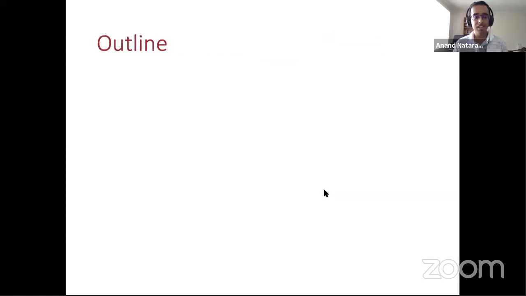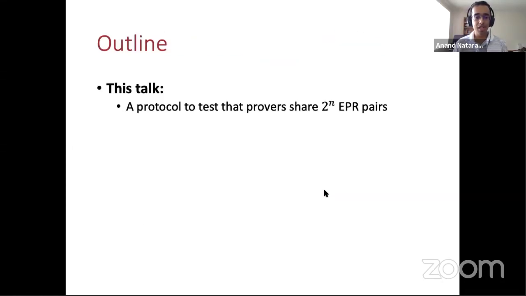So in this talk, I'll tell you about a protocol that lets a verifier test that two provers share 2 to the n copies of the EPR state. This protocol will be a self-test in the sense that Andrea defined in the previous talk. And this will also go a long way. Ultimately, the fact that it's a self-test will be useful for the complexity theoretic consequences.